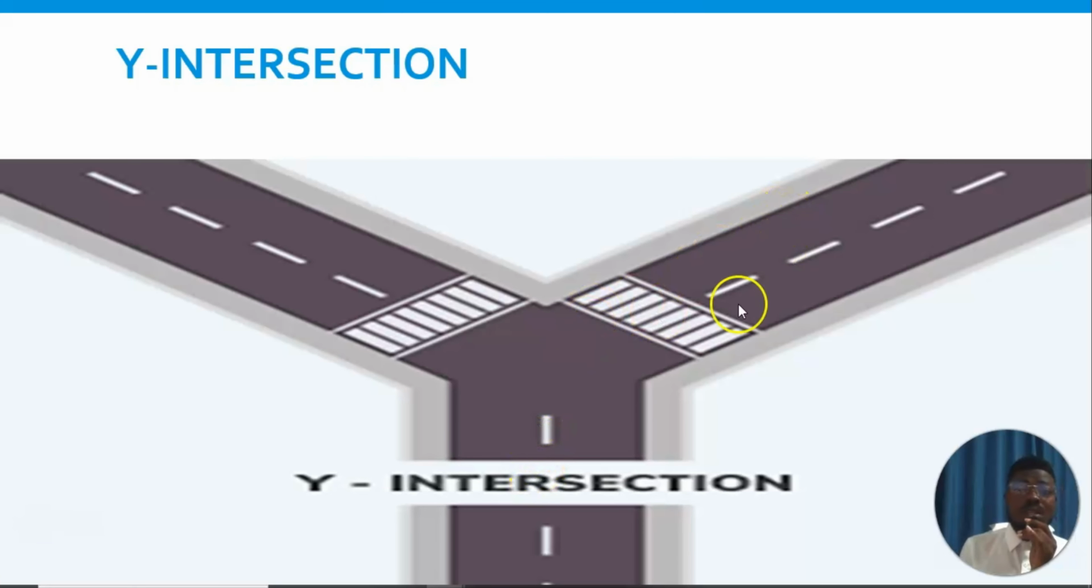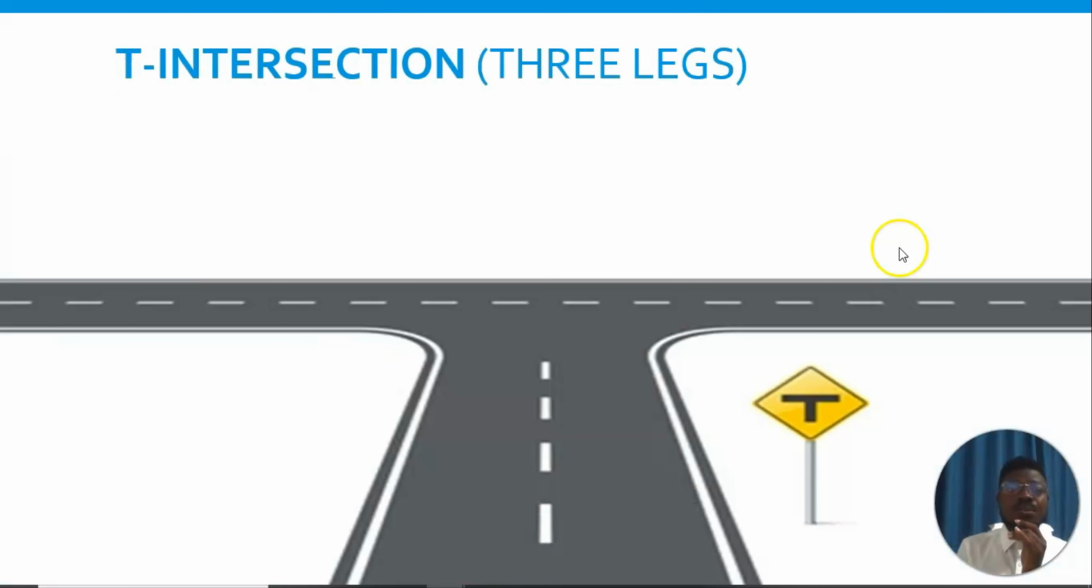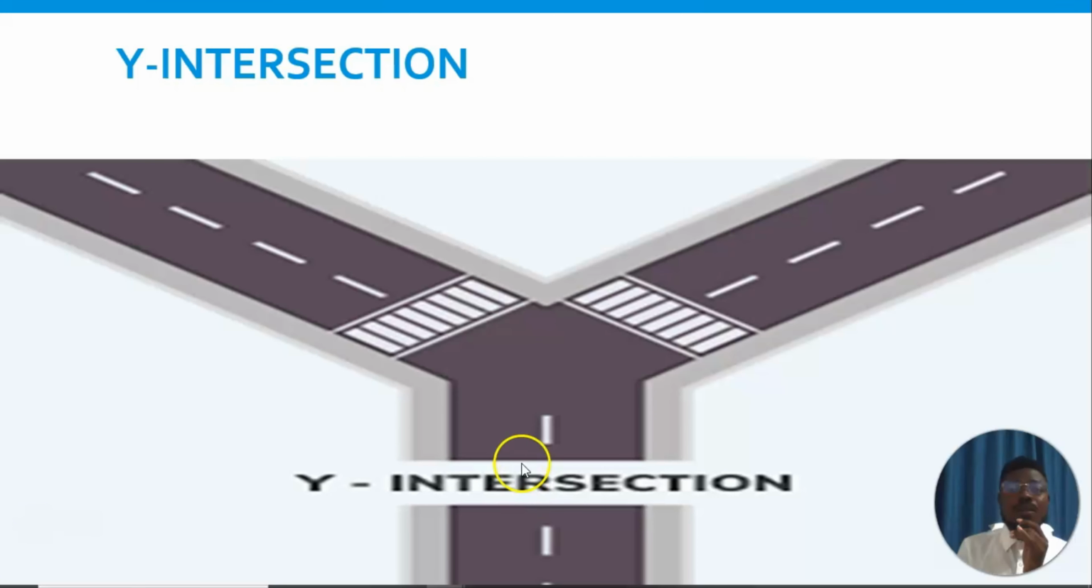Now as you can see, it's not at a 90-degree angle, but instead is in an acute angle form, and that is why we can see it in the Y form, letter Y, the same way we have it for the T intersection, we have it for letter T. So this is letter Y, which stands for the Y intersection.